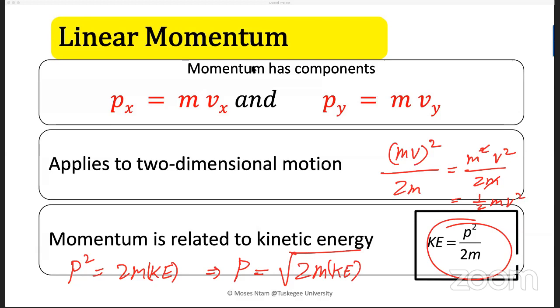I'm putting the parentheses to emphasize that KE is just a notation of kinetic energy. It's not two different variables. It's not K times E, it's just the kinetic energy. So if you know the kinetic energy of a particle, you can compute the linear momentum.